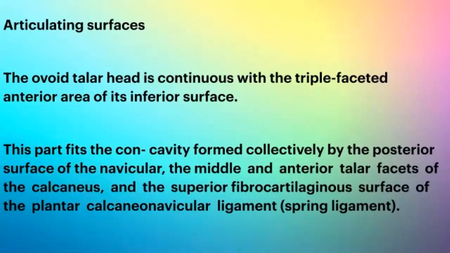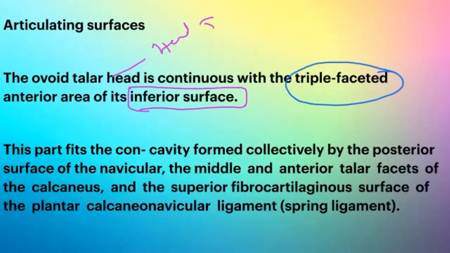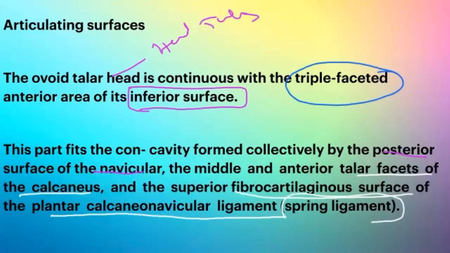So what are the articular surfaces? The ovoid talar head is continuous with the triple faceted anterior area of its inferior surface. This part fits the concavity formed collectively by the posterior surface of the navicular bone, middle and anterior talar facets of the calcaneus, and the superior fibrocartilaginous surface of the plantar calcaneonavicular ligament, which is also called the spring ligament. So the head fits into this concavity formed by the articular surfaces and the gap between the calcaneum and navicular bone, which is filled with spring ligament, right?